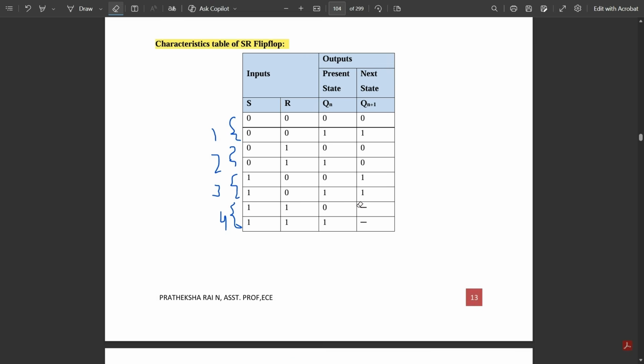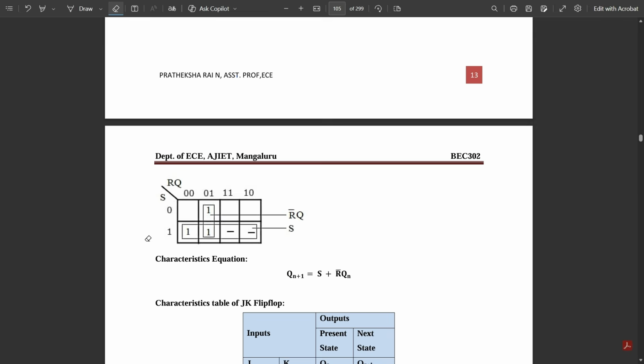Now with respect to the equations formed, you need to write the characteristic equation. What you need to do is build a K map here. How to build a K-map? I've already told you how to do it, still, I'll tell you here.